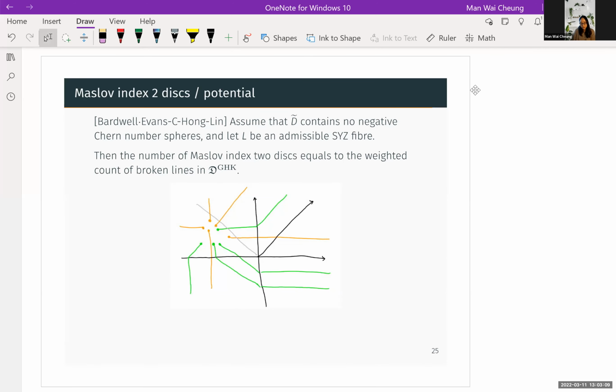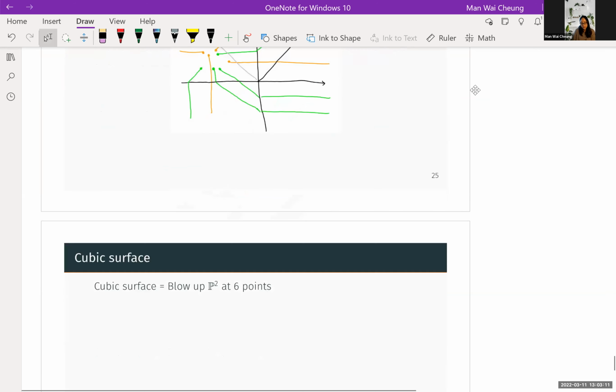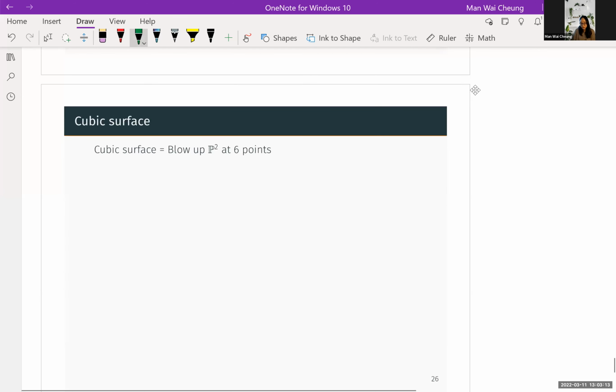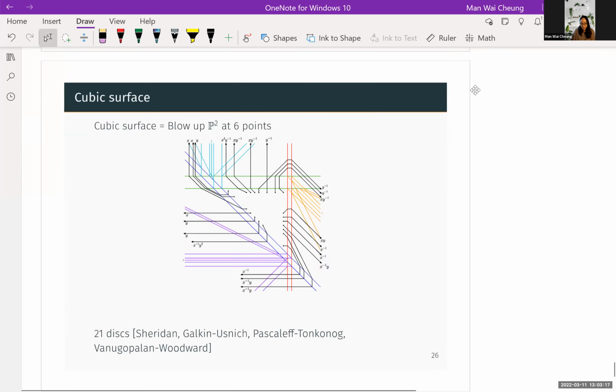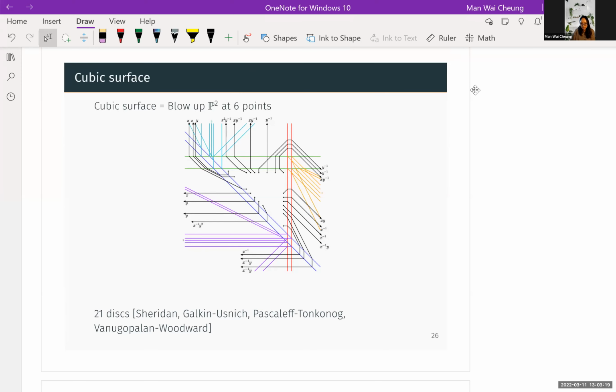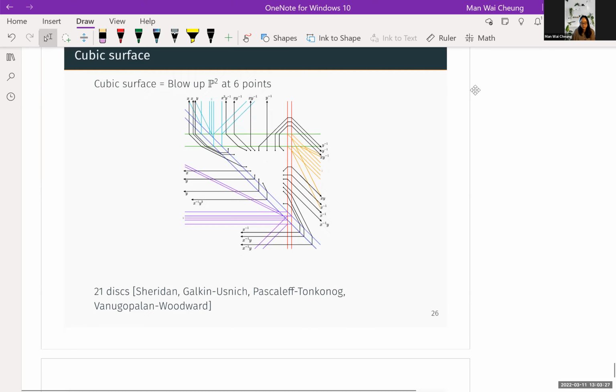So those are the broken lines you can see. And then we have the cubic surface, for which Sam Bardwell-Evans has drawn this pretty diagram of all the broken lines, which has the 27 lines, which agrees with all the previous discoveries by all those people.